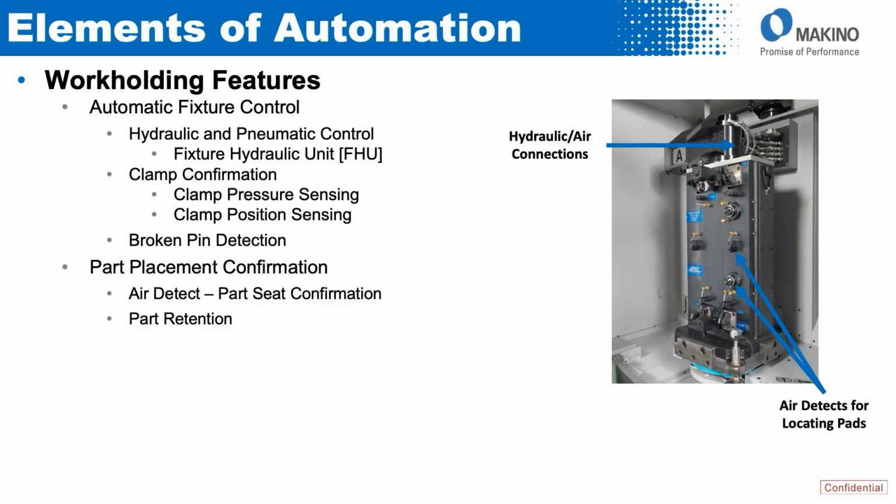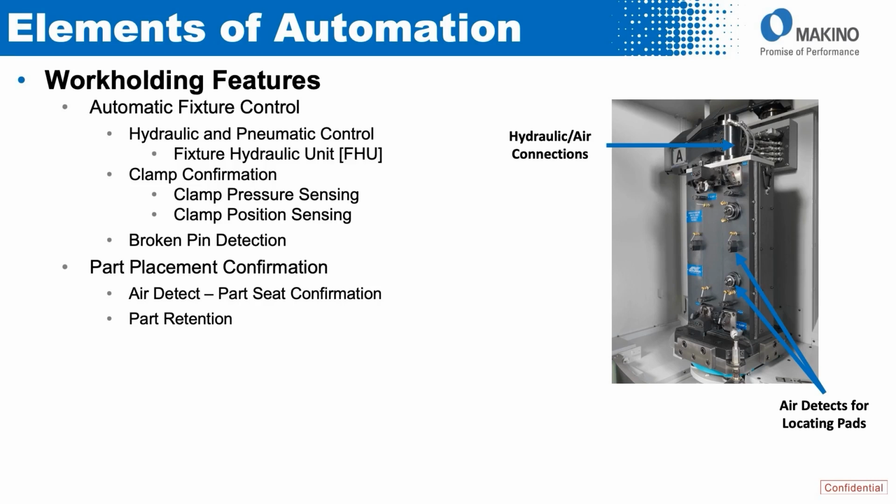Part placement confirmation. I talked a little bit about this before on the machine side, machine option. We want to make sure, though, within that fixture that you've got a means to detect that that part is properly located within that fixture prior to machining. And we have air seat detect in our locating pads, so we know that that part is located up against that particular locating pad before we start the machining process.